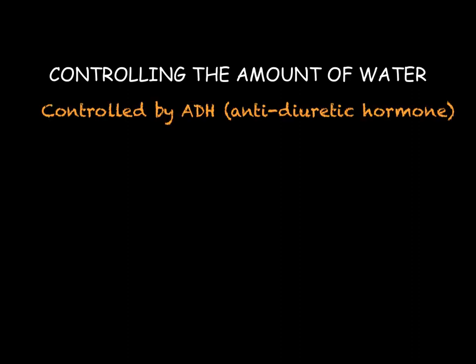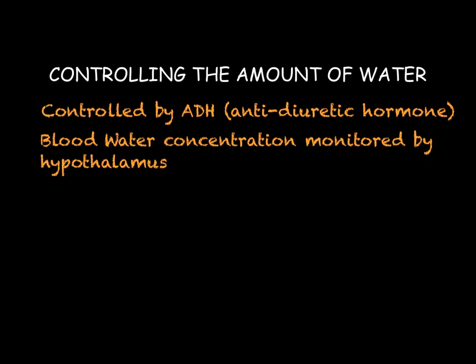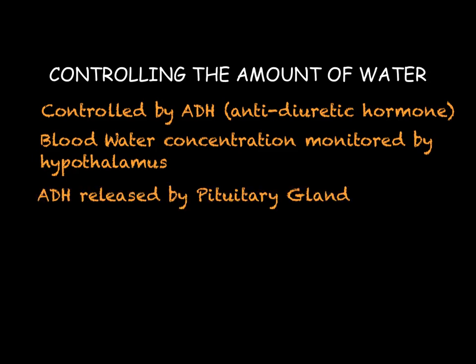As we have mentioned already in this video tutorial, one of the kidney's key roles is controlling the amount of water that is in the blood. The amount of water that the kidney nephrons will reabsorb is controlled by ADH, or antidiuretic hormone. The amount of ADH that is in the blood is controlled by the hypothalamus. The hypothalamus monitors the water content of the blood and instructs the pituitary gland to release ADH into the blood according to how much is needed.